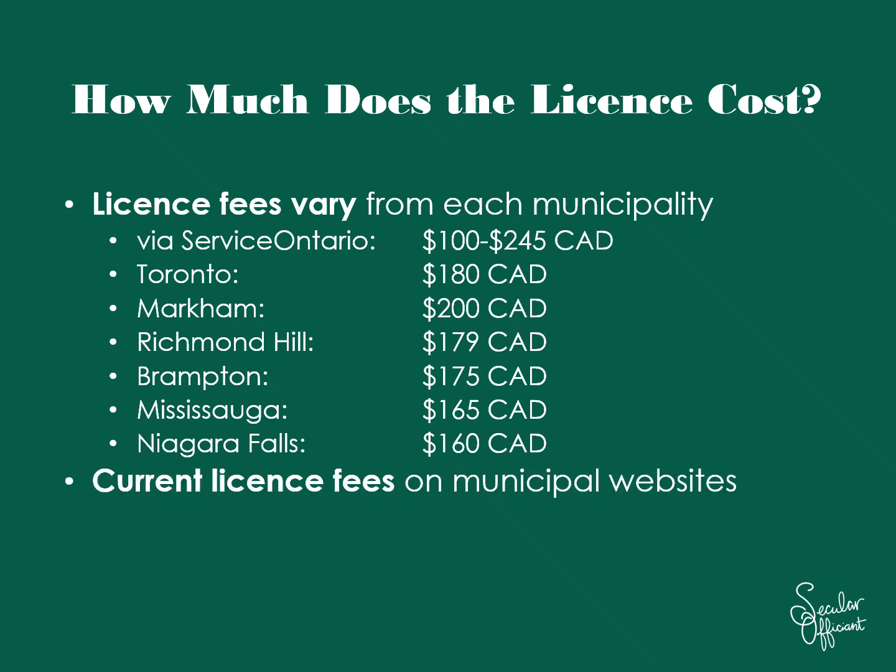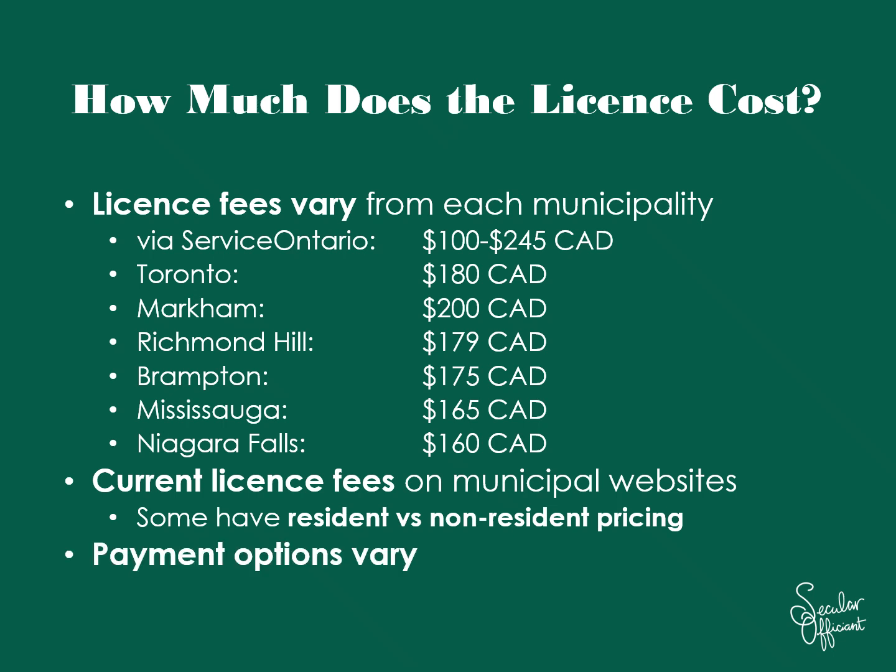As a reminder, always check the municipality's website for the most current marriage license fees. For instance, on the ServiceOntario online application, it indicates $205 for Vaughan, but when you go to the Vaughan Municipal website, it indicates the fee is $210. Please also be aware that some municipalities have different pricing for residents compared to non-residents. Payment options also vary from place to place. Generally, credit card and debit card are accepted, but please confirm with your chosen municipality.